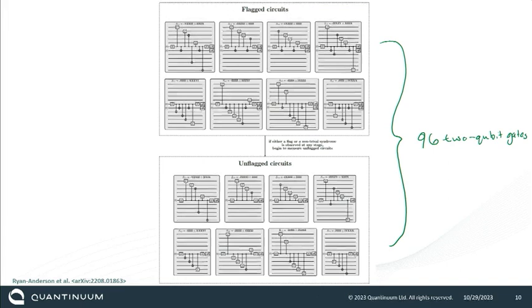You don't have to know all the details of the circuitry, but I'm just pointing out that this is a rather deep circuit. It requires around 100 two-qubit gates in order to enact this QEC gadget. That's quite deep.